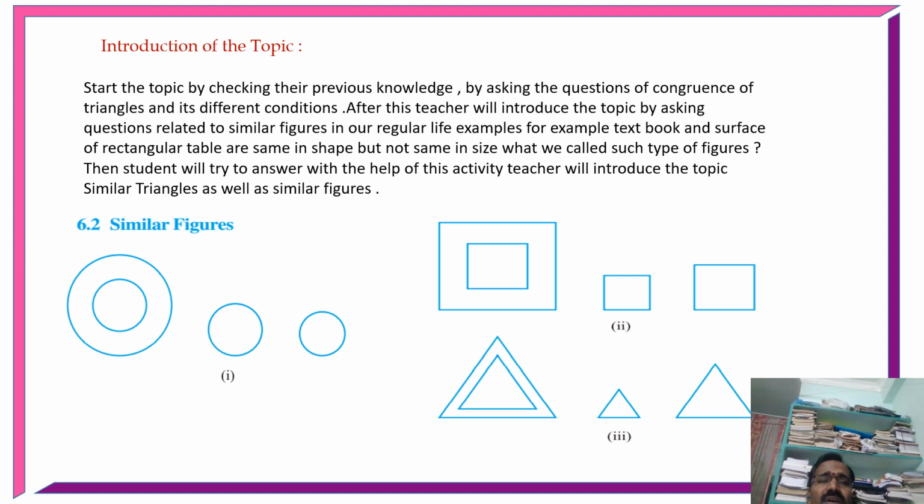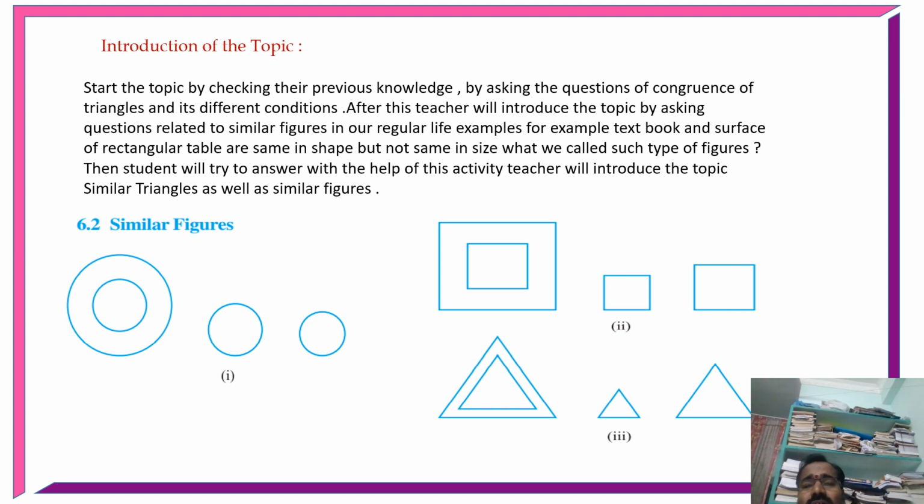What is the meaning of similar figures? In class 9 you have learned about the congruency concept. Congruency means their shape and size should be the same, but in case of similarity only the shape will be the same, the size need not be the same. If shape and size both are the same, then they are called congruent. If any two figures are the same in shape, they are similar figures. If you observe here, these two circles are similar but they are not congruent. But if their radii are equal, they are congruent, which you learned in class 9.